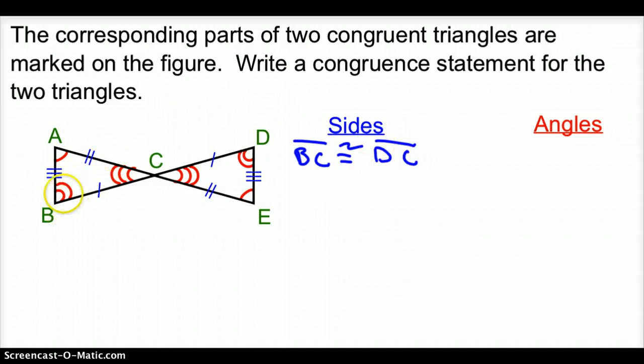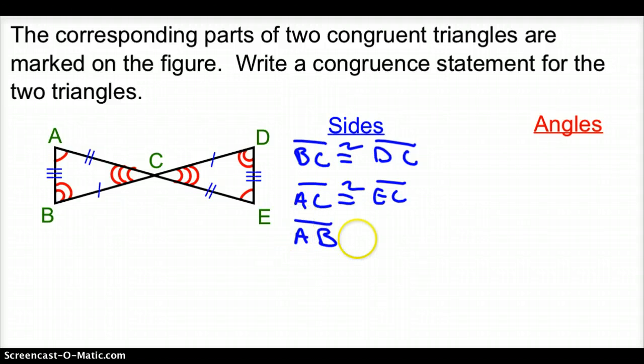Notice how I'm starting with the angle with two little arcs in it, and then I'm moving towards the center with three arcs. So next side, I'm going A to C. So side AC is congruent to side EC because they have two tick marks. And then finally, side AB is congruent to side ED.